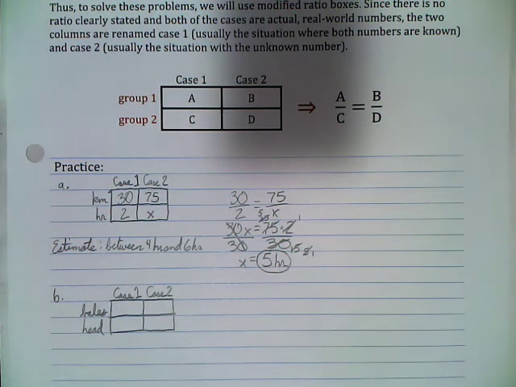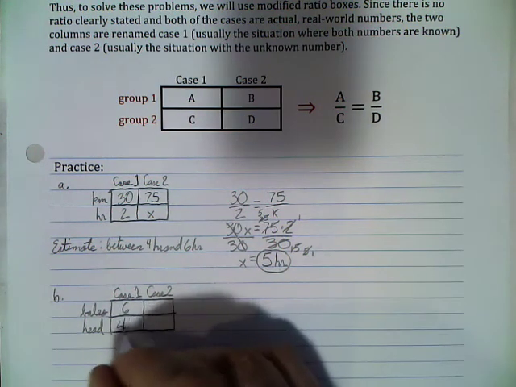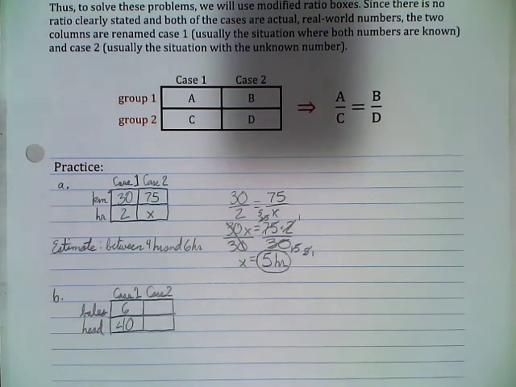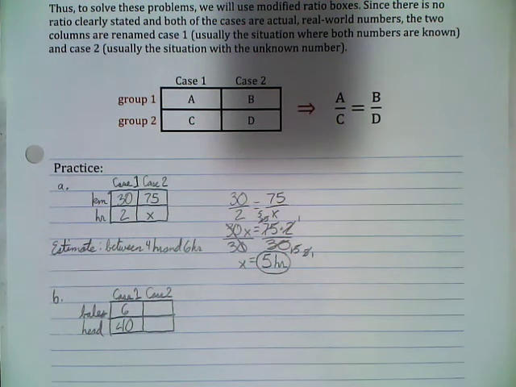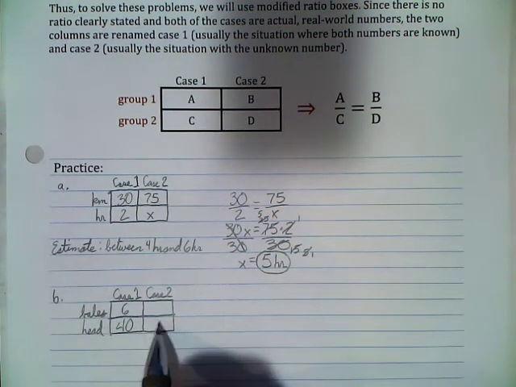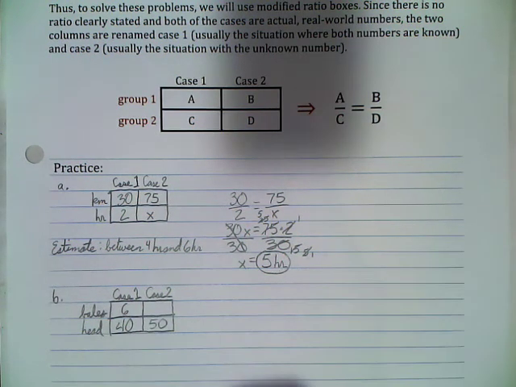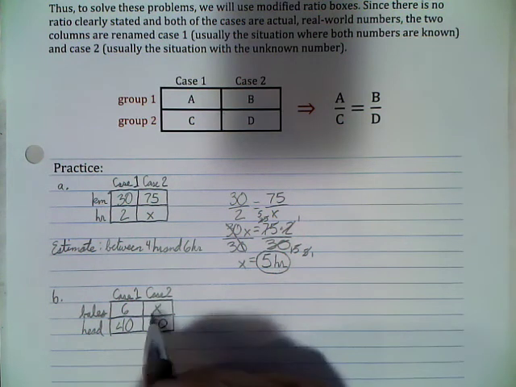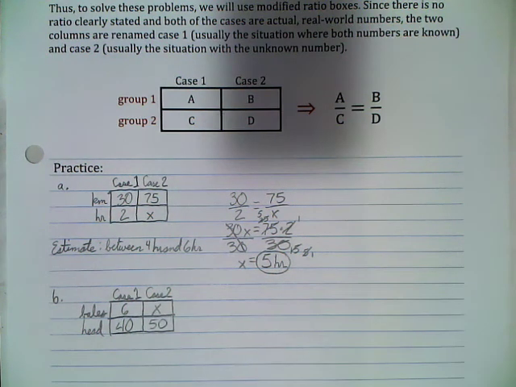So in case 1, the two numbers that I know are related to each other here, I know that 6 bales will feed 40 head of cattle. So that's my case 1. Those are the two numbers that I know are related, and I actually know both numbers. Now in case 2, we're told that we want to know how much to feed 50 head of cattle. So head of cattle in case 2 will be 50. So I need to know how many bales that will be.